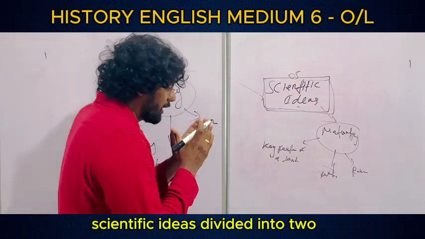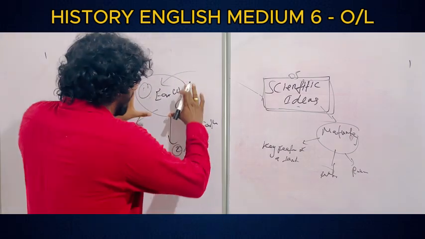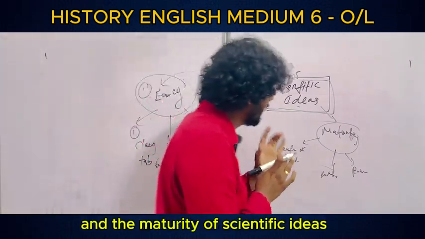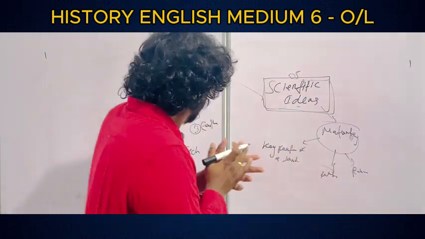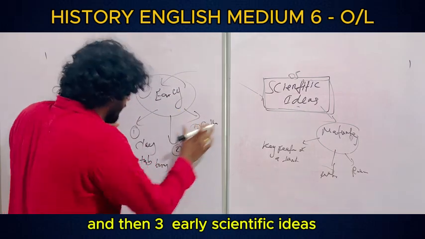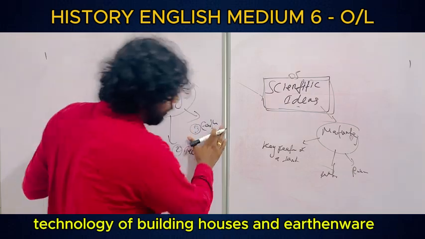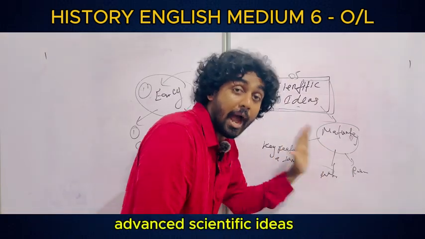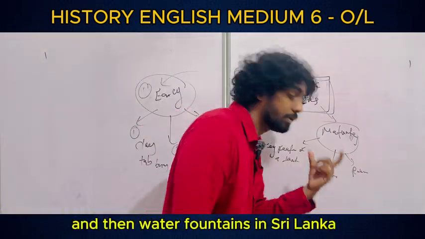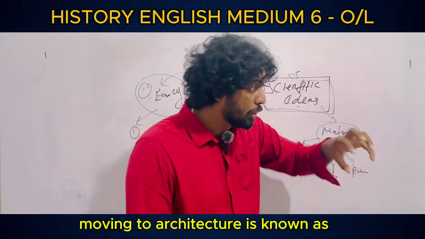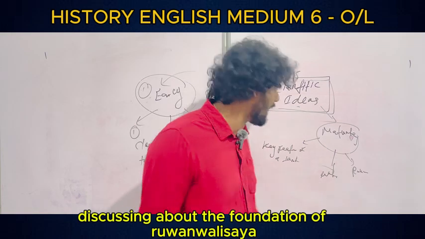Scientific ideas are divided into two: early scientific ideas and the maturity of scientific ideas. Early scientific ideas are clay tub burials, technology of building houses, and earthenware. Next, moving into maturity, advanced scientific ideas: key features of a tank, water fountains in Sigiriya, and discussing the foundation of Ruwanwelisaya.